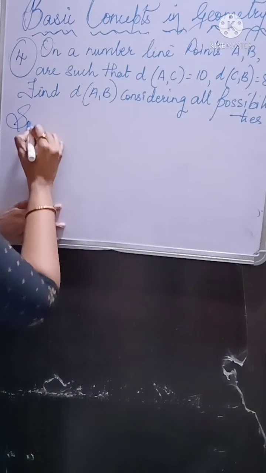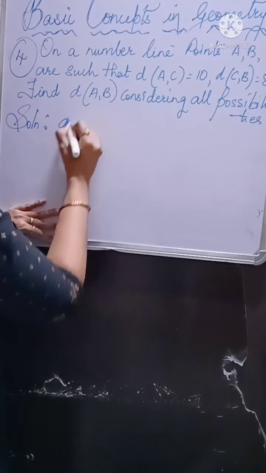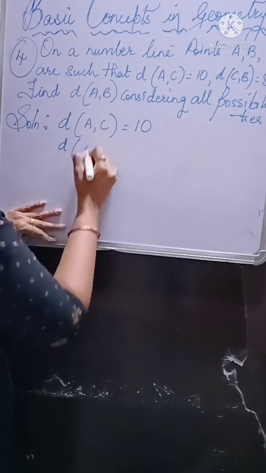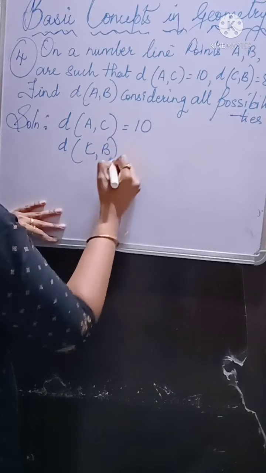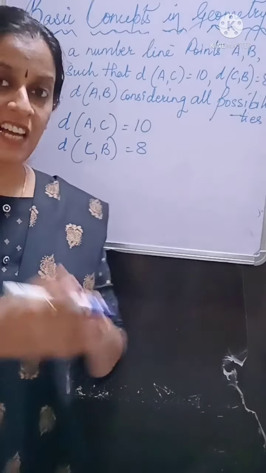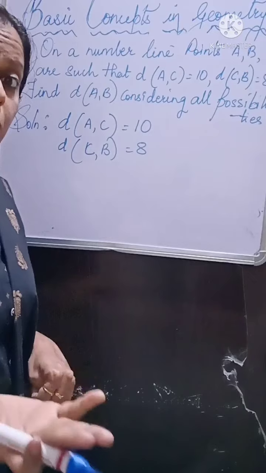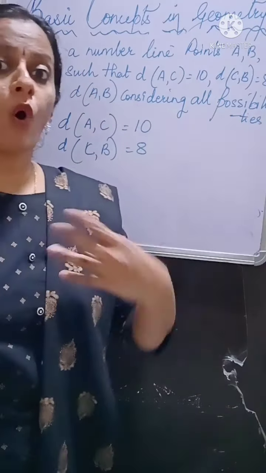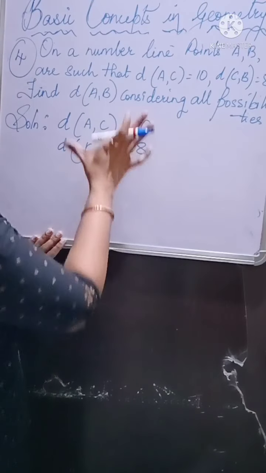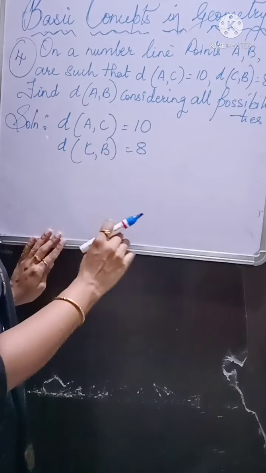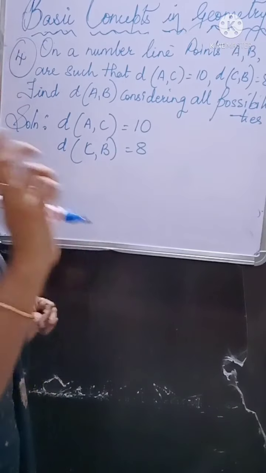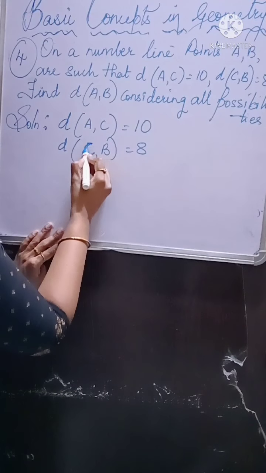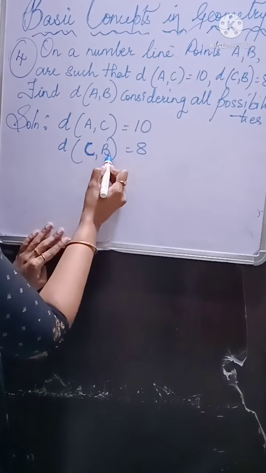First write the solution. Copy the question. Distance between A comma C is equal to 10. Distance between C comma B is equal to 8. And they are asking us to find the distance between A and B considering all possibilities. So out of this, the smaller number is 8. So we have two possibilities. What are the two possibilities? Now see which points are there in this. Point C and point B.